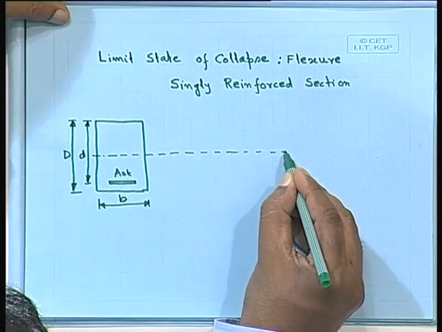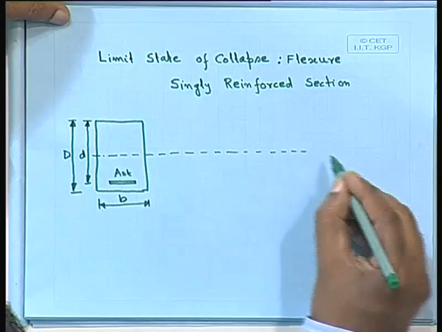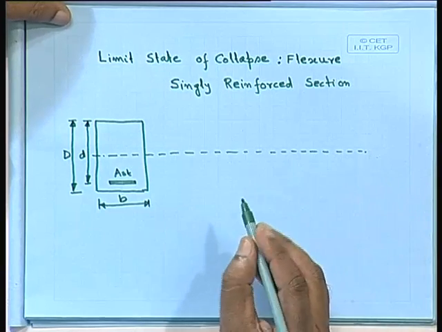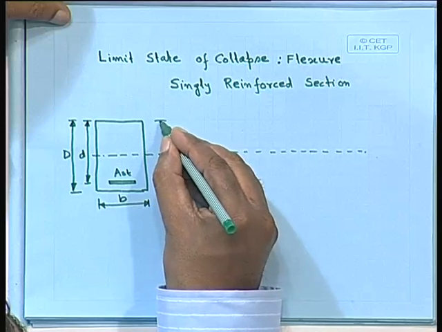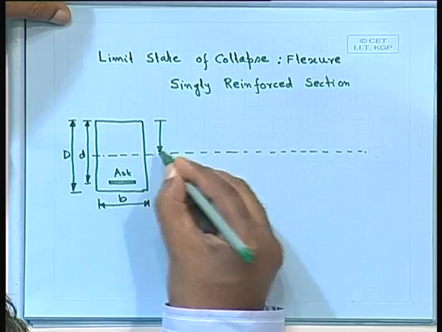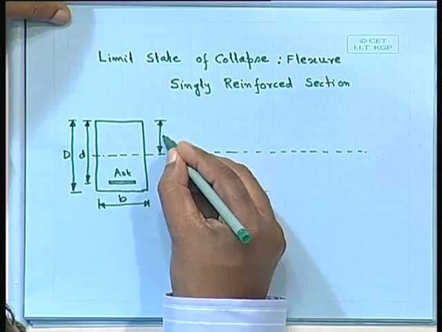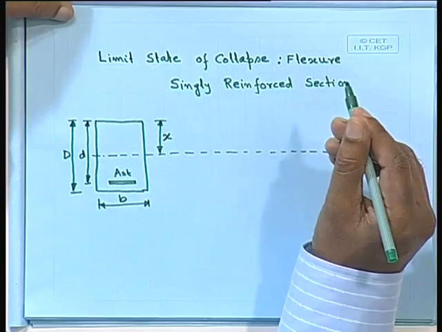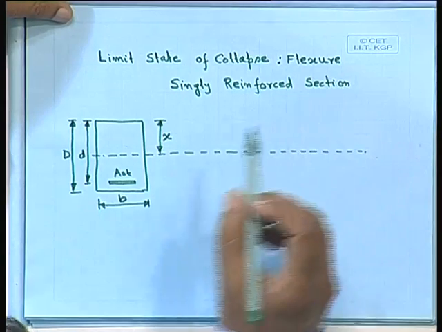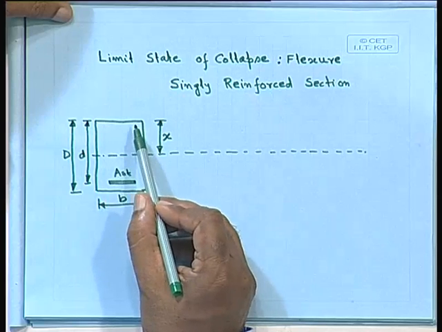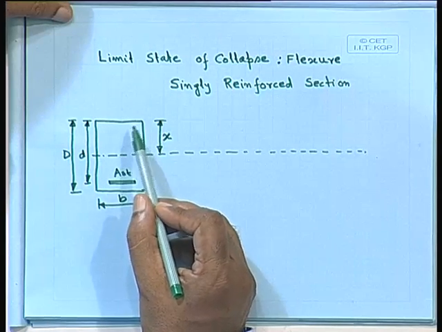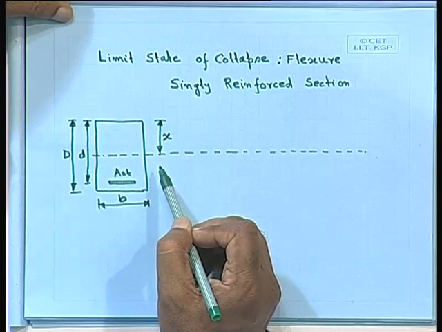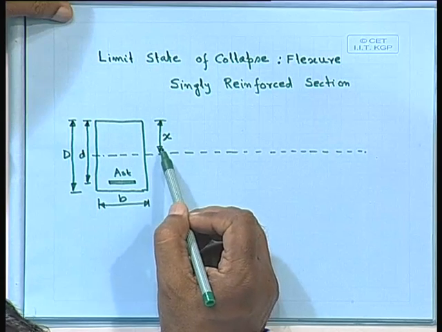Let us draw it here also, so that we can draw the stress strain curve. This is the neutral axis position from the maximum compressive stress. We get the compressive stress at the top fiber, that is maximum, and from there we measure the depth of the neutral axis, which is defined as x.